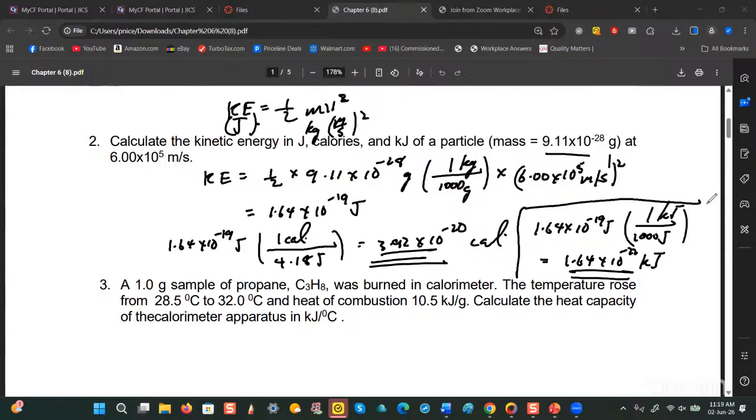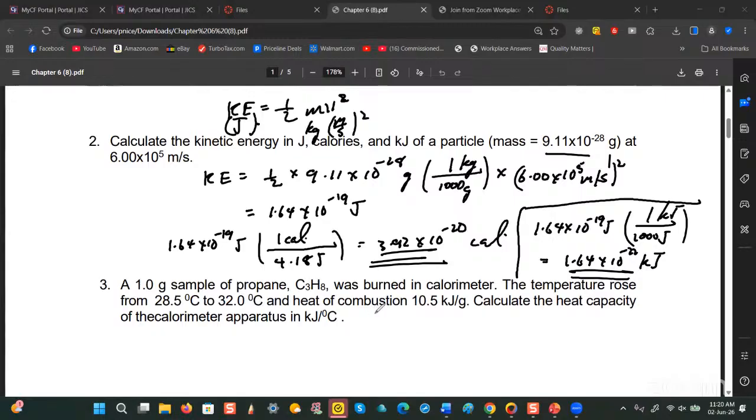Okay, in the case of number 3, it says a 1.0 gram sample of propane is burned in a calorimeter. The temperature rose from 28.5 degrees Celsius to 32.0 degrees Celsius. And it says that the heat of combustion is 10.5 kilojoules per gram. Calculate the heat capacity of the calorimeter apparatus in kilojoules per degree Celsius, right?